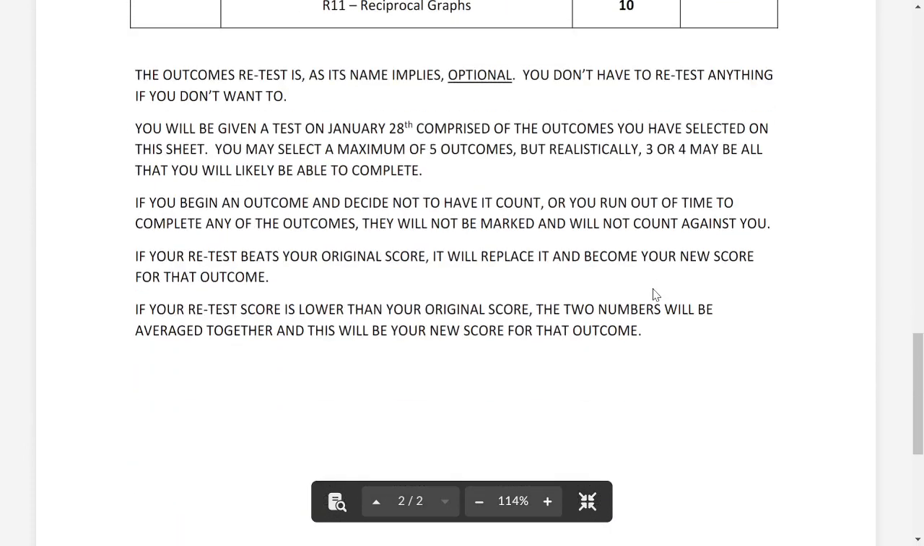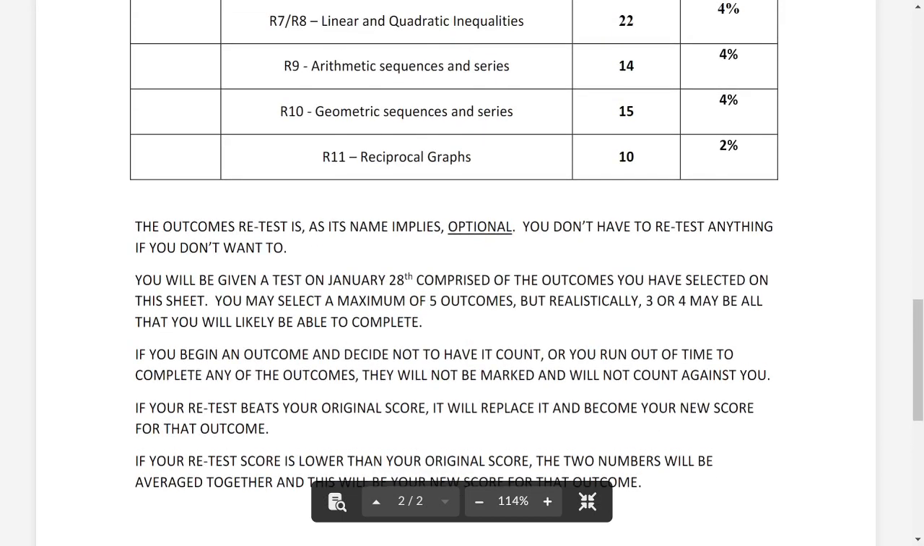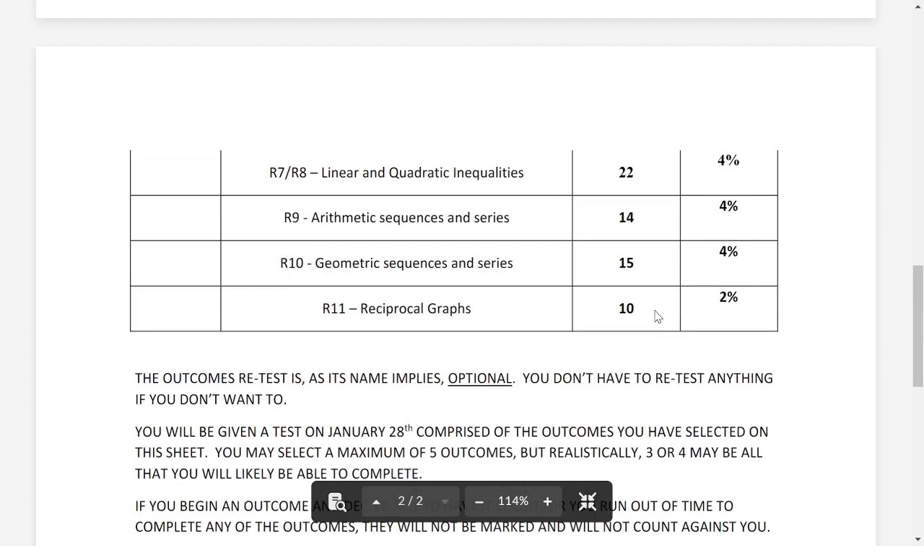We're doing it on Friday the 28th, the day that would have been our exam before we canceled our math exams as a department. Any questions? And you can ask. Don't worry, the microphone will pick up your voice, but I won't say your name. Any questions? Okay, so that's how it's going to run.